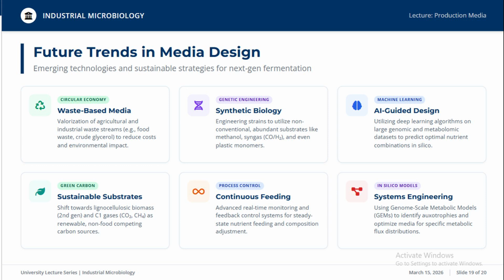There is also increasing interest in tailored media for recombinant strains, synthetic biology systems, and high cell density fermentation. In pharmaceutical and biotechnological industries, there is strong emphasis on reproducibility, regulatory compliance, animal-free ingredients, and quality by design principles. So, the future medium will not simply be cheap or rich, it will be intelligent, sustainable, customized, and process integrated.